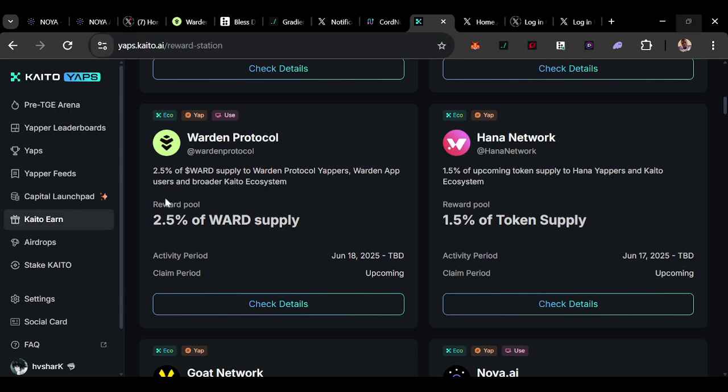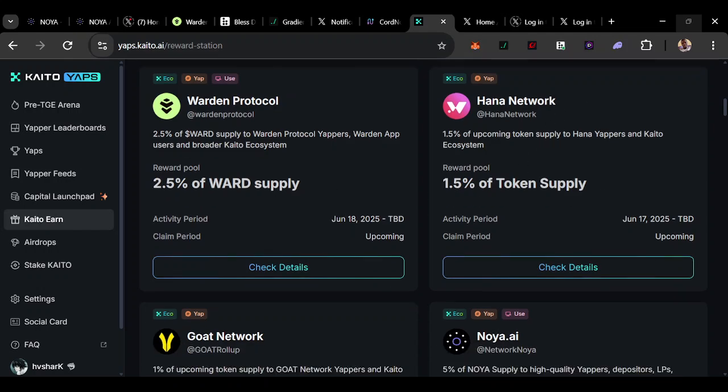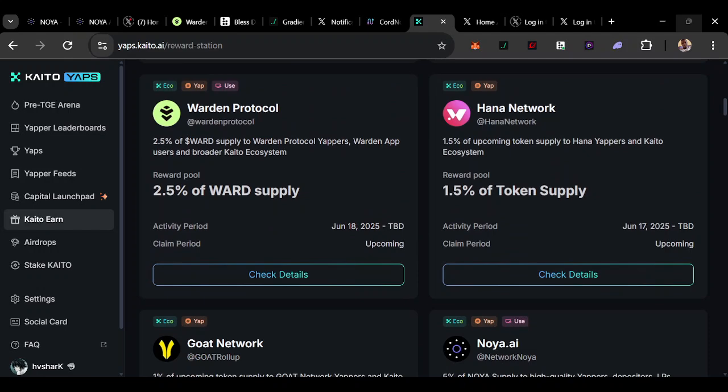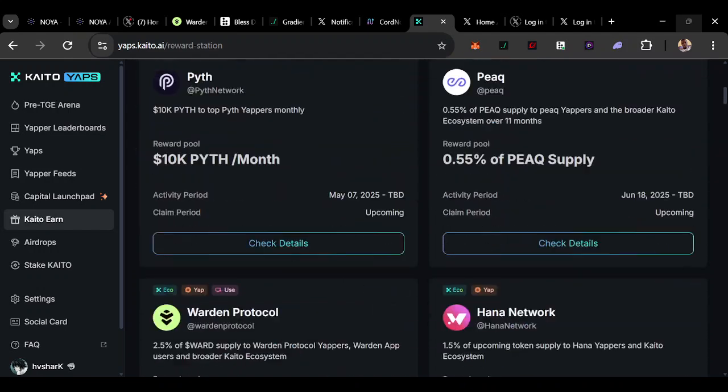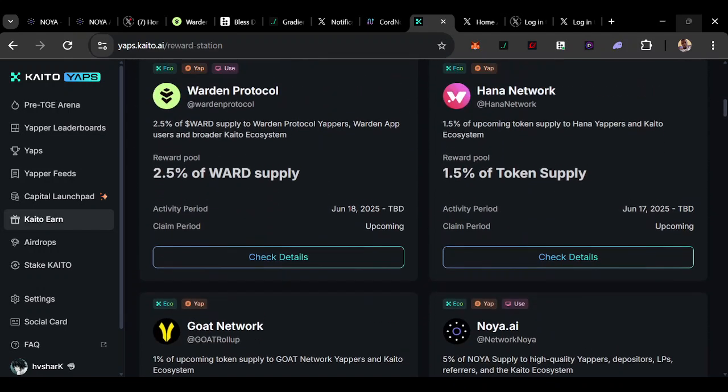Now, as you can see here, this one is giving out 2.5% of the supply. You should know that this is a lot of supply, so you should not miss this particular one. You should talk and talk about them on Twitter. Now there's another one here, Hana, one of my favorites. So I have shown you three of my favorites now. First one is Lumitera, second one is Warden protocol, and then this one is Hana.